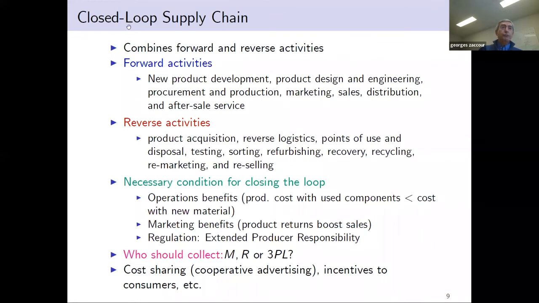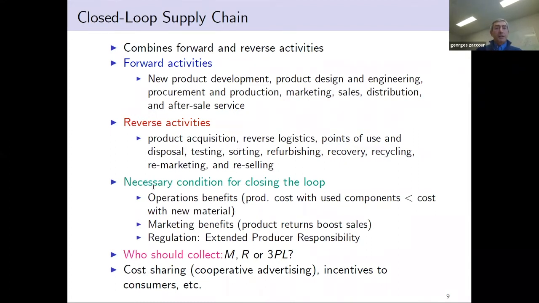Now, if we move to closed loop supply chain, it means that here we are looking at flows in both directions. The forward activities include what we usually consider when we have in mind a supply chain. It means someone is producing and selling to someone else. So you can include here new product development, design, procurement, marketing, sales, etc. And in a closed loop supply chain, we have some reverse activities, product acquisition, reverse logistics, etc. So here the idea is to collect back the used product for either recycling, remanufacturing, or simply for disposing of this product in a safe way.